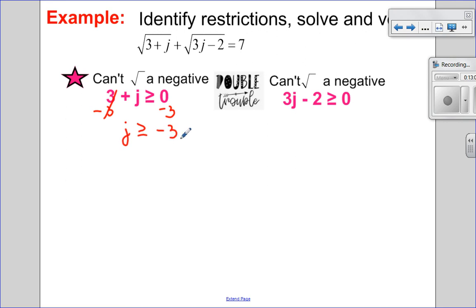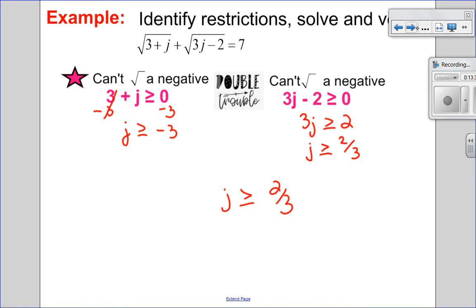In the other restriction, 3j minus 2 has to be greater than or equal to 0. So let's add 2 to both sides and divide both sides by 3. So I have two different restrictions. They're both pointing in the same direction, greater than. So remember my shortcut, I choose the bigger of the two. So my restriction is going to be j is greater than or equal to 2/3.